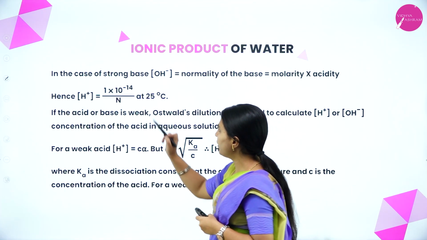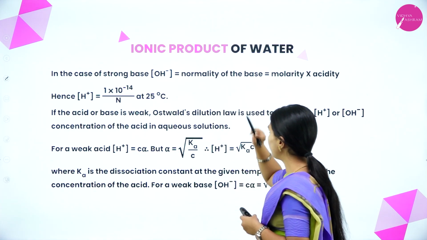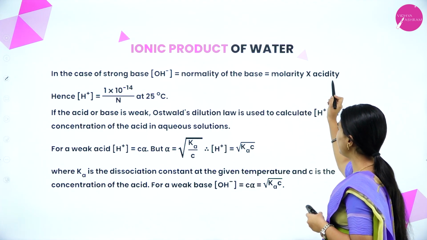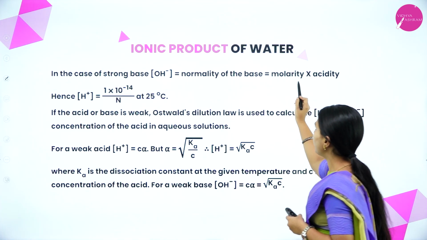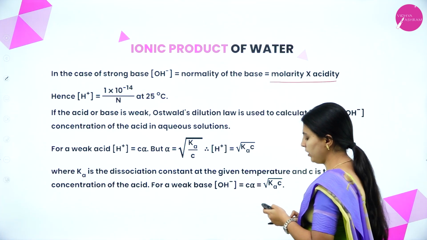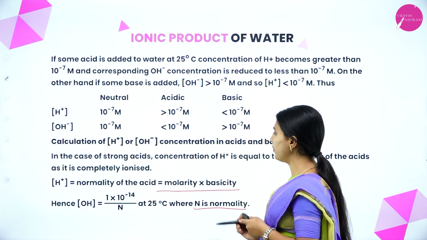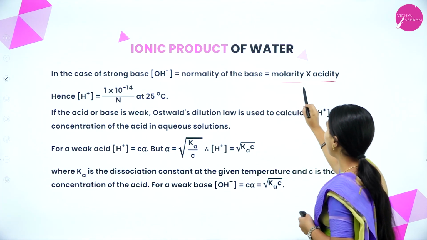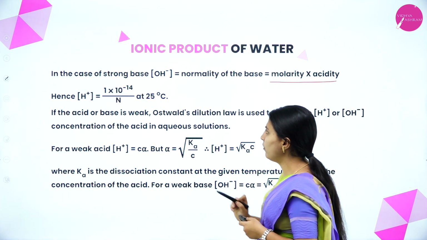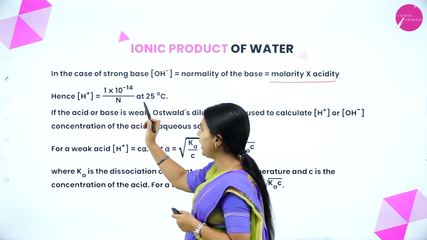Okay. In case of a strong base, OH minus equals normality of the base, equal to molarity into acidity. This formula you have to know. Here one formula and here one formula. Normality of acid, molarity into basicity. Normality of the base, molarity into acidity. Same thing, 1 into 10 to the power of minus 14 by N.